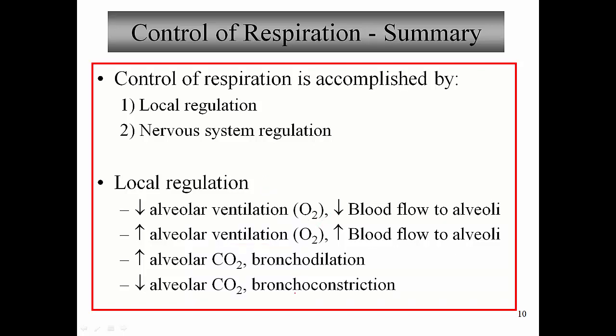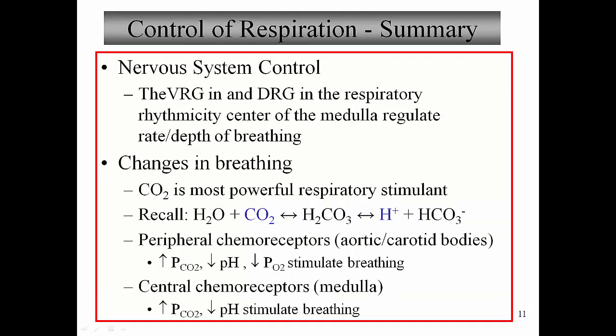We also talked about bronchodilation and bronchoconstriction. If we have an increased alveolar CO2, we have bronchodilation to rid our bodies of that CO2. If we have decreased alveolar CO2, bronchoconstriction will take place because we don't need to get rid of as much CO2. We talked about nervous system control in terms of the ventral respiratory group and the dorsal respiratory group. Remember, this is the one that normally governs rhythmic breathing. So eupneic breathing is typically governed by the VRG, or ventral respiratory group. And then the dorsal respiratory group can send input to the ventral respiratory group if conditions change in the body and we need to change either the rate or depth of breathing.